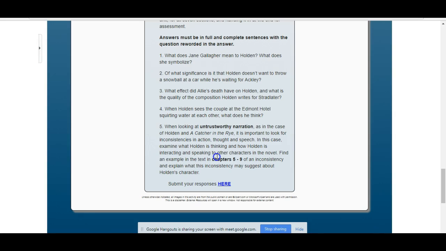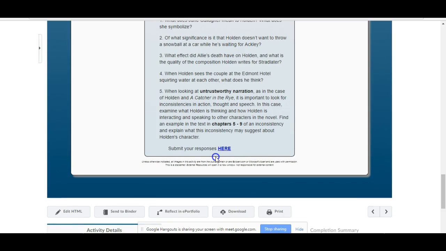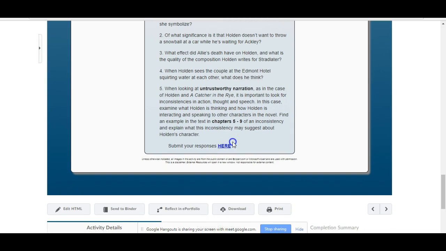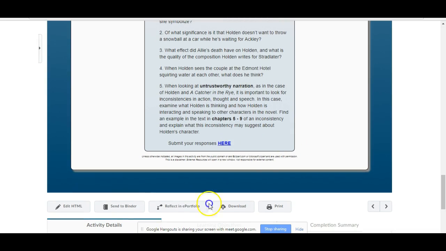As in the case of Holden in Catcher in the Rye, it is important to look at the inconsistencies in his actions, thoughts, and speech. So basically, how does Holden behave versus how he thinks or judges others? Because we know Holden is quite judgy, if that's even a word, but I'm going to say judgy because I like it. Find an example in the text in chapters 5 to 9 of inconsistencies and explain what those inconsistencies suggest about Holden's character. And of course, this is where you're going to submit your responses.